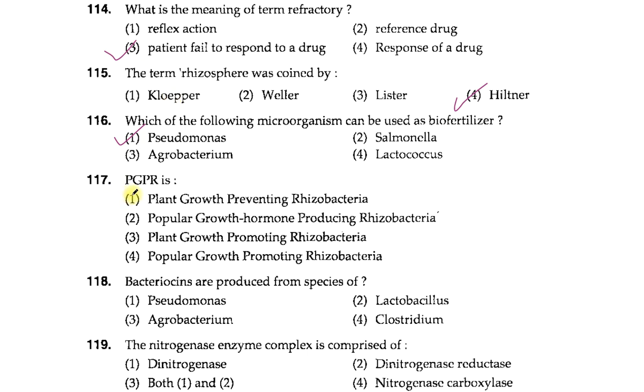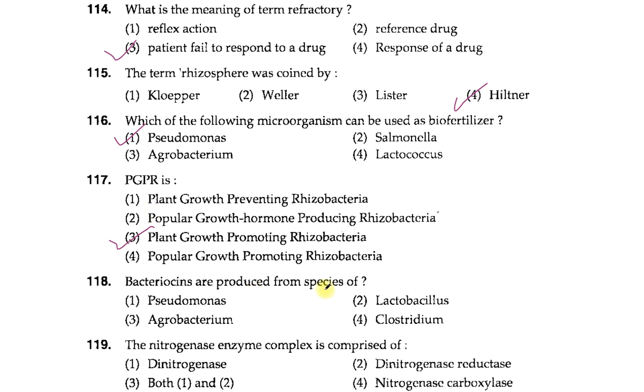Question 117. PGPR is 1. Plant growth preventing rhizobacteria, 2. Plant growth hormone producing rhizobacteria, 3. Plant growth promoting rhizobacteria, 4. Popular growth promoting rhizobacteria. The correct one is 3, plant growth promoting rhizobacteria.